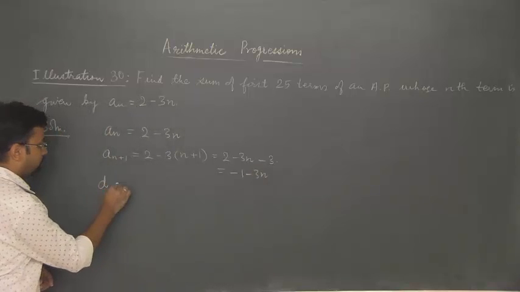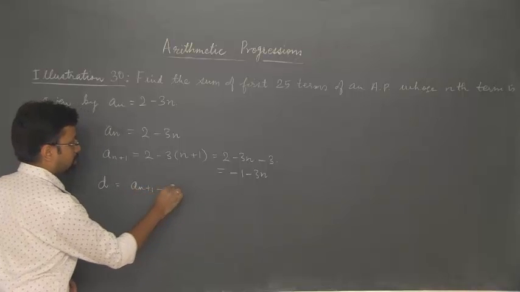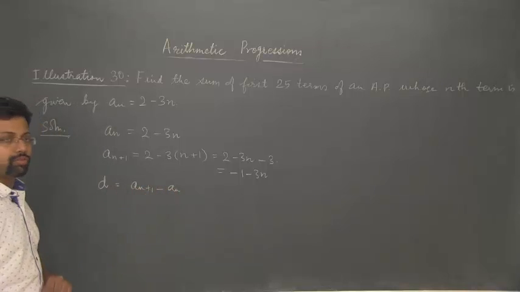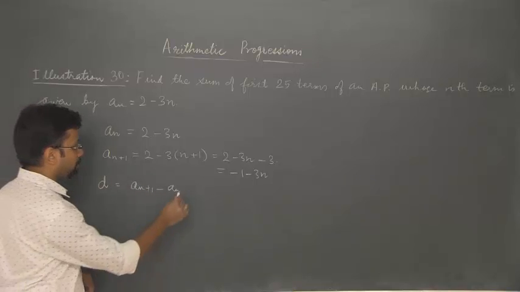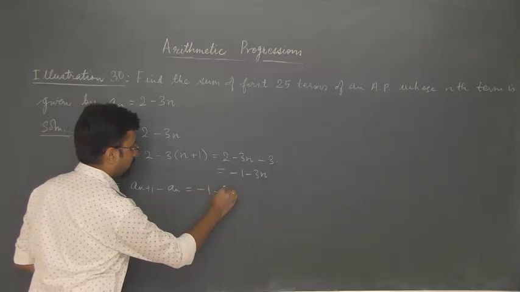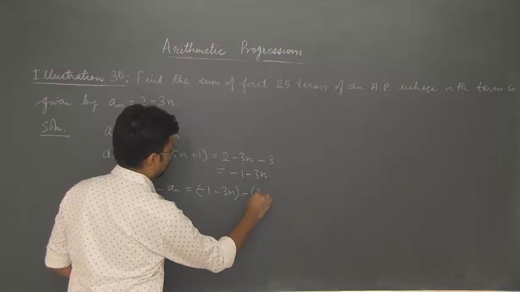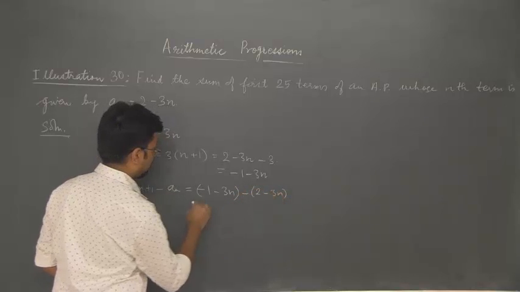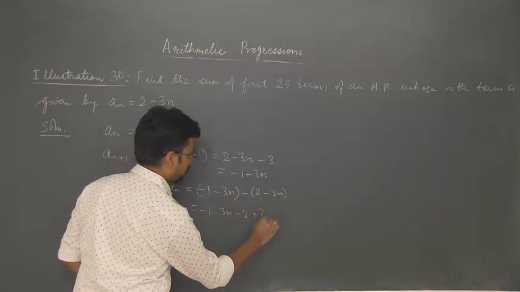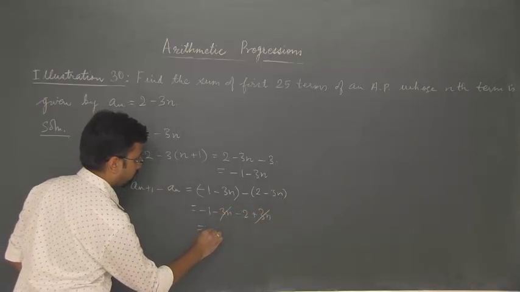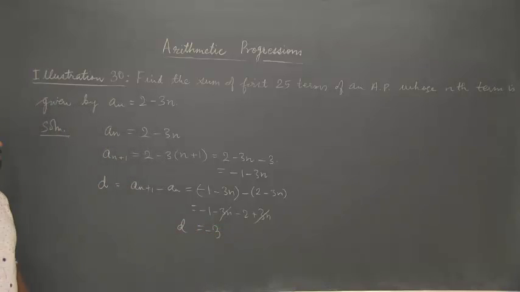Now the common difference for the AP would be what? An plus 1 minus an. Successive terms you have to take the difference. So an plus 1 minus an would be the common difference for the AP. What do we obtain here? And an is 2 minus 3n. So we get minus 1 minus 3n minus 2 plus 3n. Cancels out and we get the common difference as minus 3.